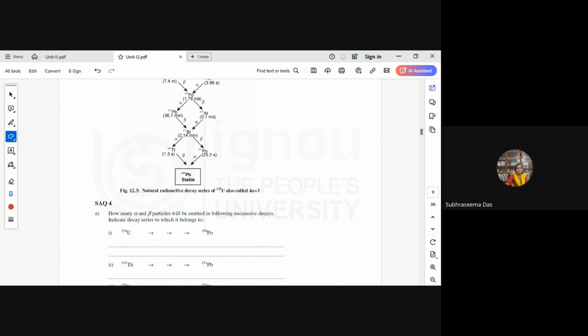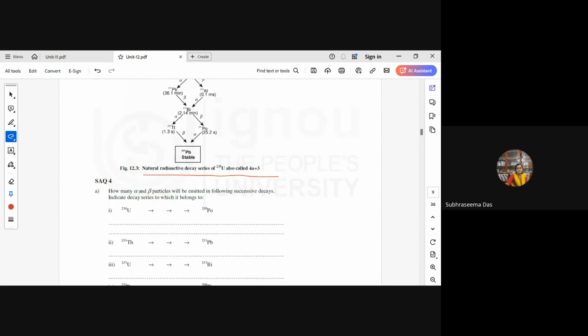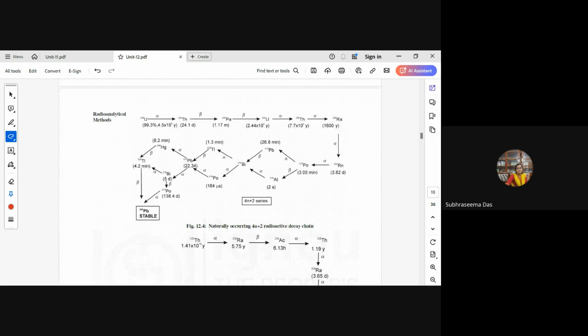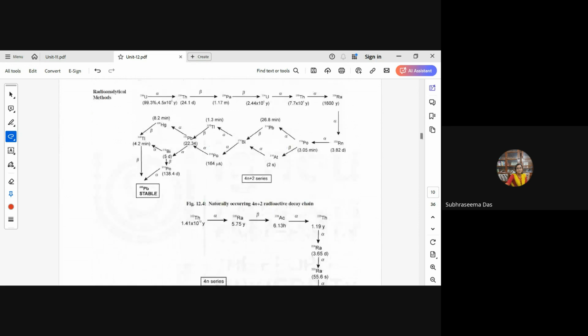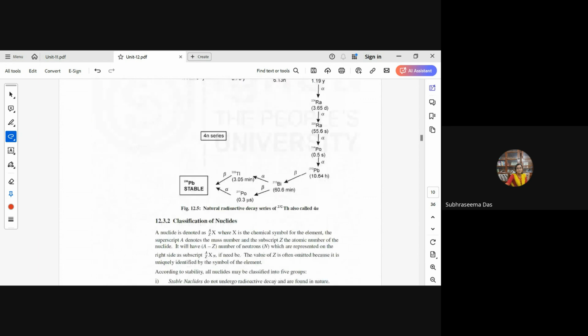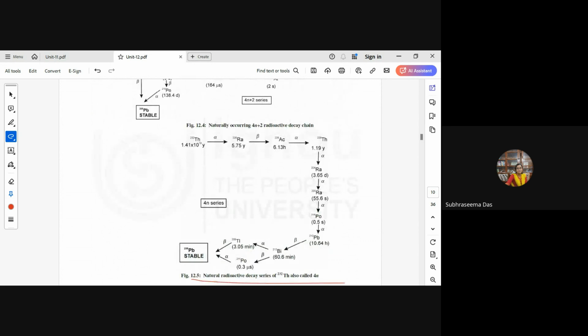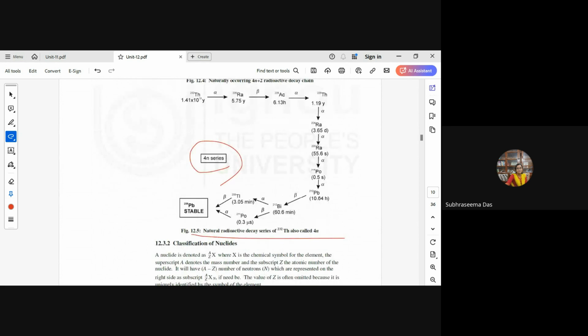Figure 12.3 shows the natural radioactive decay series of uranium 235, which is also known as the 4n plus 3 series. Figure 12.4 shows the naturally occurring 4n plus 2 radioactive decay chain of uranium 238, and in figure 12.5 you can see the natural radioactive decay series of thorium 232, which is also called the 4n series. So these are the three types of naturally occurring radioactive decay series.